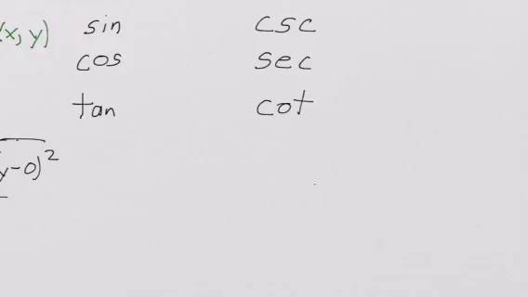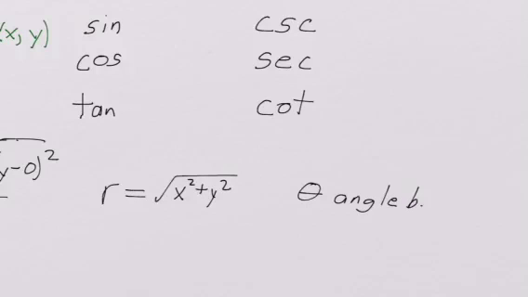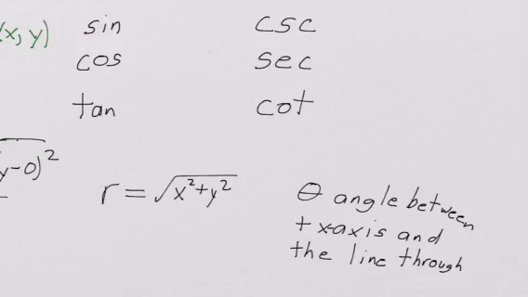So as we define these, we have r defined previously as the square root of x squared plus y squared, and theta is the angle between the positive x-axis and the line through the origin and (x, y). So these are all going to have definitions.